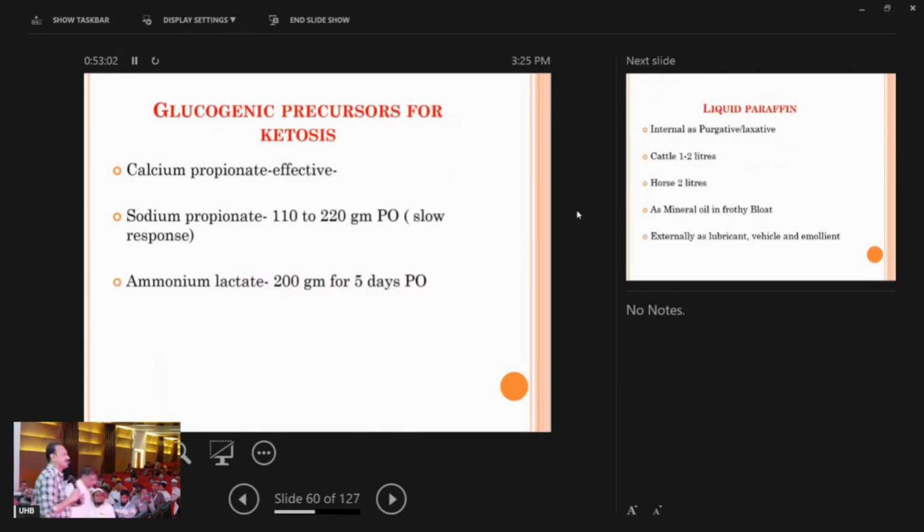As we already discussed, calcium propionate, sodium propionate and ammonium lactate are glucogenic precursors for use in case of ketosis.